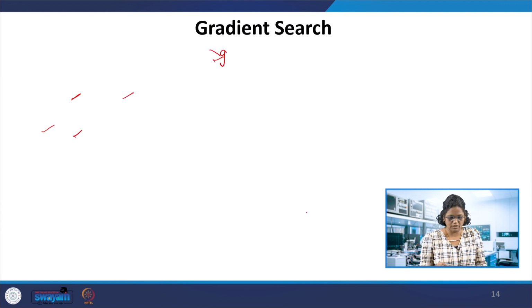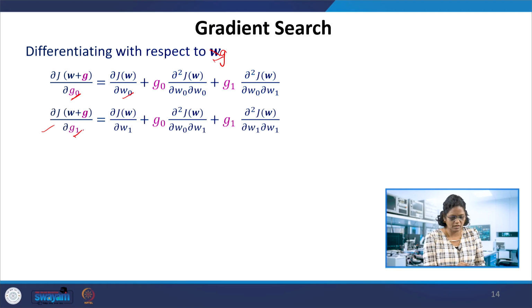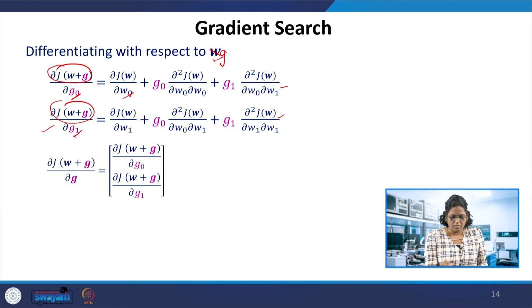So likewise we have the differentiation with respect to G. So we have the whole thing, the one we already have with W1 in the Taylor series. So we get this equation by differentiating this with respect to G, and then take the matrix.